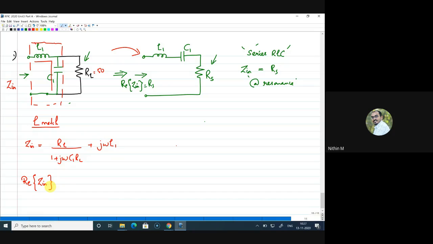Now, how do we get the real part of this? I can take the conjugate of the denominator. First, I'll take the LCM of this. Then I'll take the conjugate and multiply, and I'll finally get a real part. So can you guys work it out and tell me what is the real part of the impedance Z in?